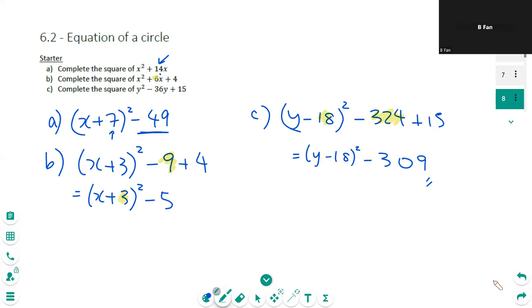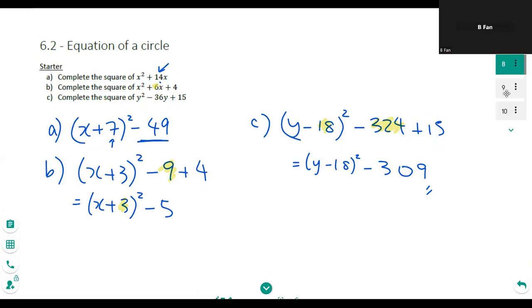Okay, right, hopefully you do remember how to complete the square. If you don't, just go on some other YouTube videos to have a look at them. I'm not going to go through it, but you need this for the rest of the lesson.